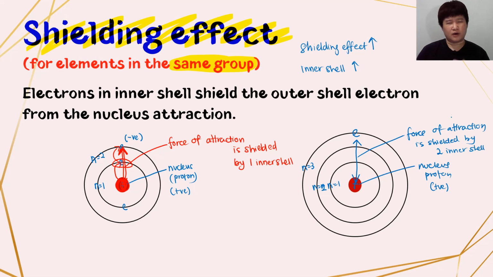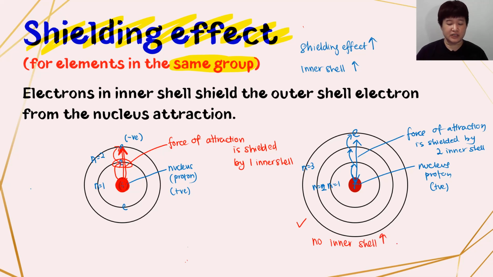Alright? A simple word for shielded is that it's blocked by 2 inner shells. Your force of attraction needs to go through the first energy level, then only it can pull the second energy level electron, then only it can reach the valence electron. So which one do you think will have a bigger atomic radii? This one will definitely have a bigger atomic radii. Why? Because the number of inner shells is higher.